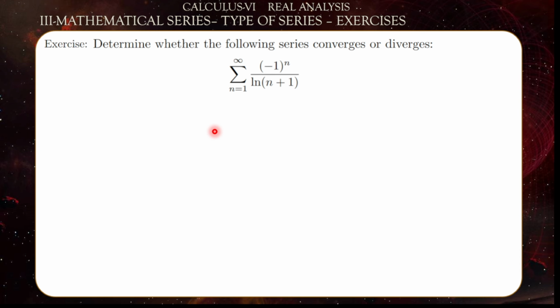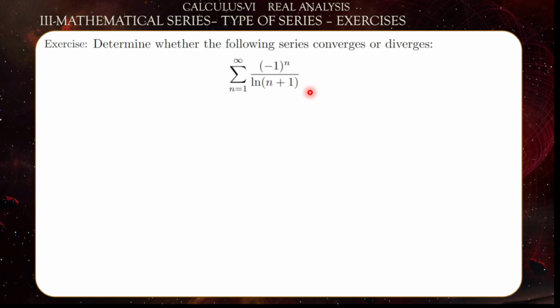Now, what we have here is an alternating series that keeps oscillating between minus 1 and plus 1. And it is of the form sigma n equals 1 to infinity of minus 1 to the power of n multiplied by b_n. Okay, b_n is the part multiplying minus 1 to the power of n, which is 1 divided by ln of n plus 1.